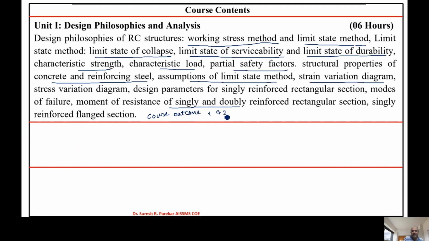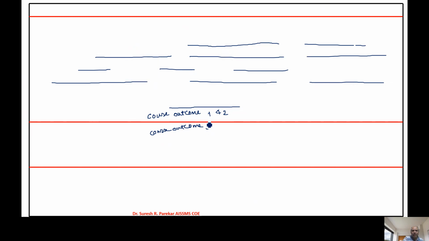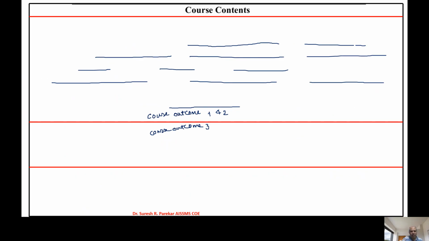Outcome 1 and 2 are related to your unit number 1. Then we will go to unit 2, so we have design of slab. Now we have course outcome 3. You can see over here, course outcome 3 is design and detailing of one-way and two-way slabs with different boundary conditions.